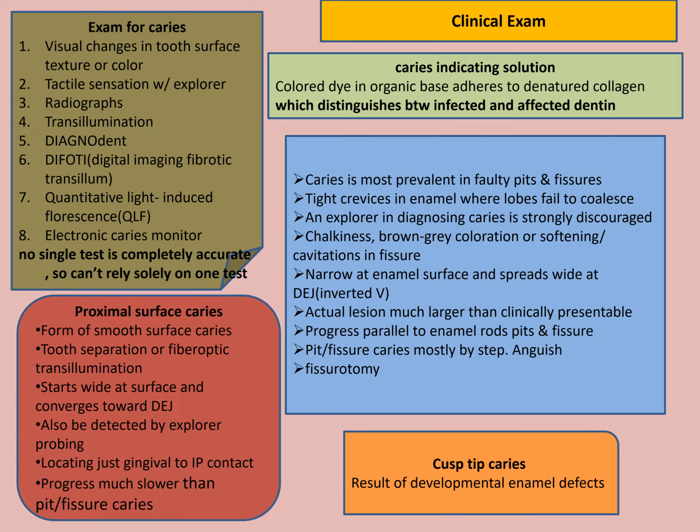Cusp tip caries are GV Black class 6. We'll discuss GV Black classification in the coming pages, and they're just a result of developmental enamel defects. They are the least common caries we have.